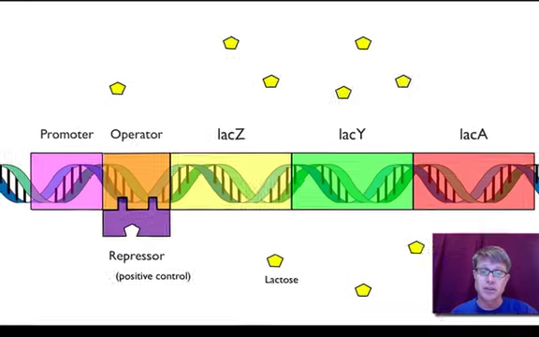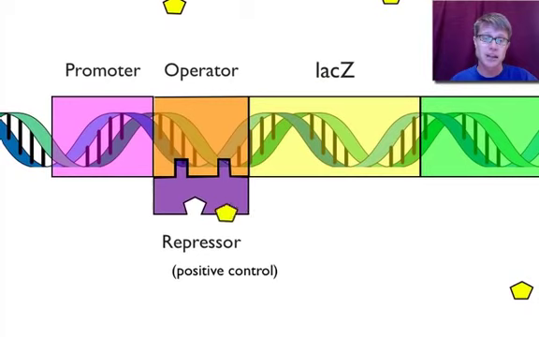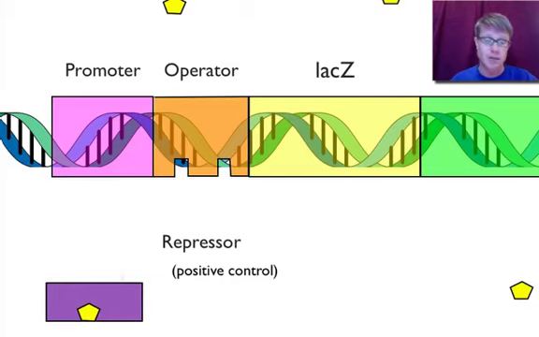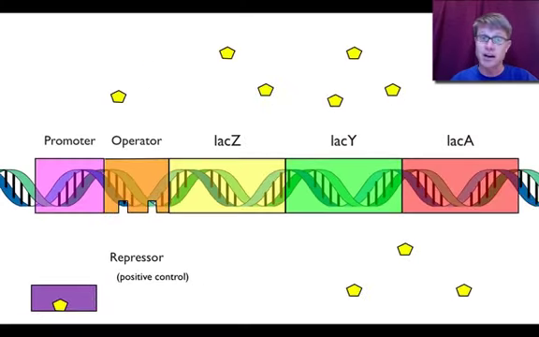The lactose, you'll notice, is going to fit perfectly into that repressor. And when it fits in the repressor, it changes the conformation, or the shape, of that protein. In other words, now the repressor doesn't fit in the operator anymore. It lacks these little prongs, we'll say, that fit in the operator. So lactose is present, repressor is now off.